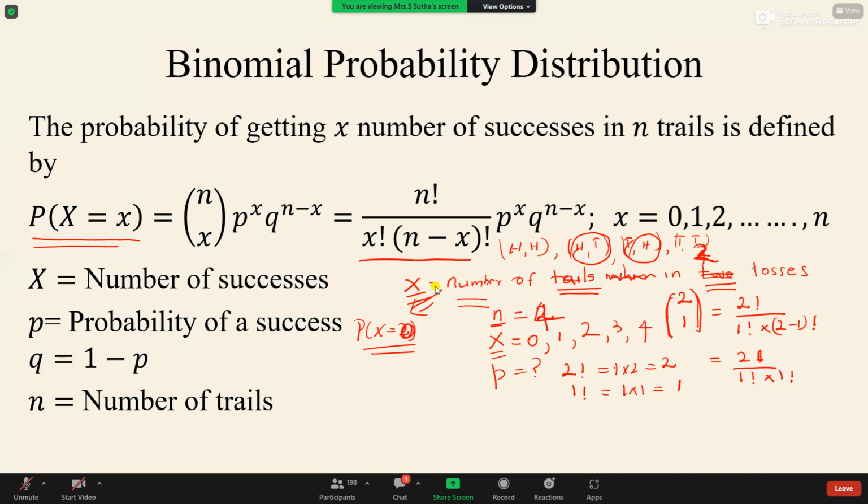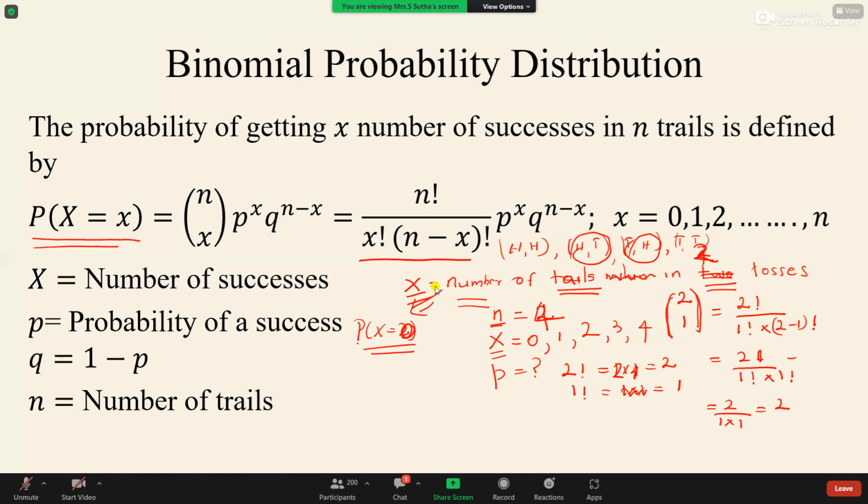This is 2 into 1, right? 2 into 1, it is 1 into 1. So that is 1 factorial, right? From 1 to, whatever number we are considering the factorial of, up to that, all the numbers should be multiplied. So 1 factorial is always 1. That is 2, divided by 1 into 1. So that is 2. This tells n combination x.